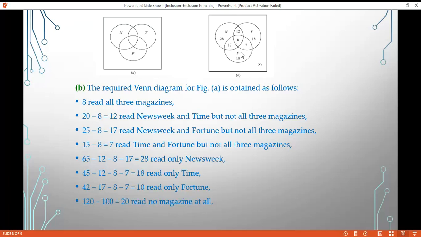Now, how many read no magazine? This is the total magazine-reading area, and this is our universal set. Out of the whole, if we subtract all these, we get the people who read no magazine at all. The total is 120. If we subtract the 100 from the 120, we get 20. So 20 students have read no magazine at all.